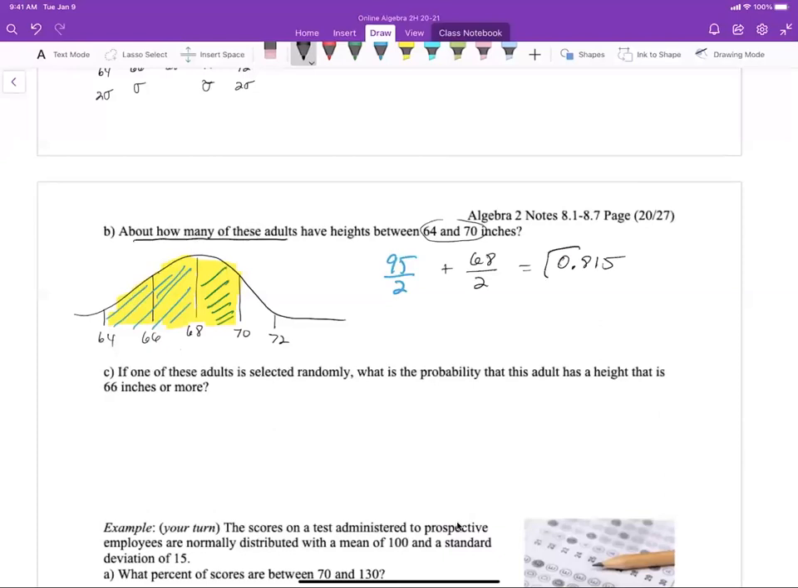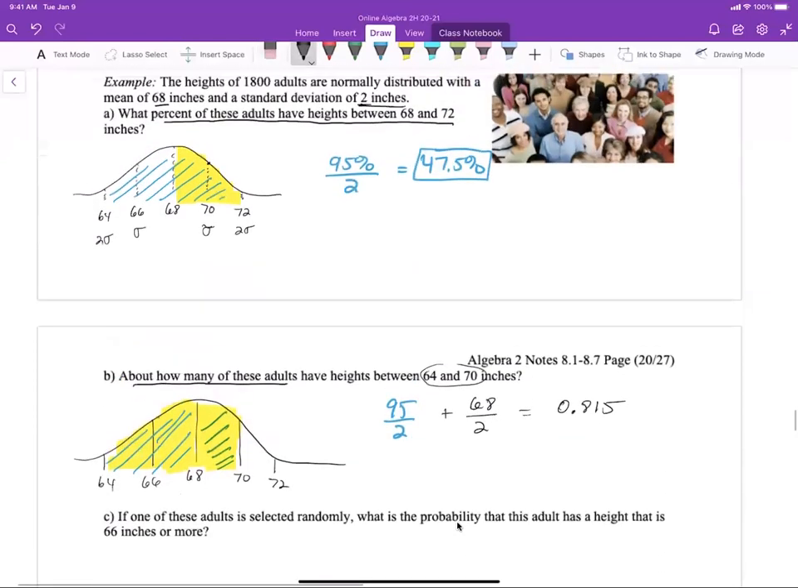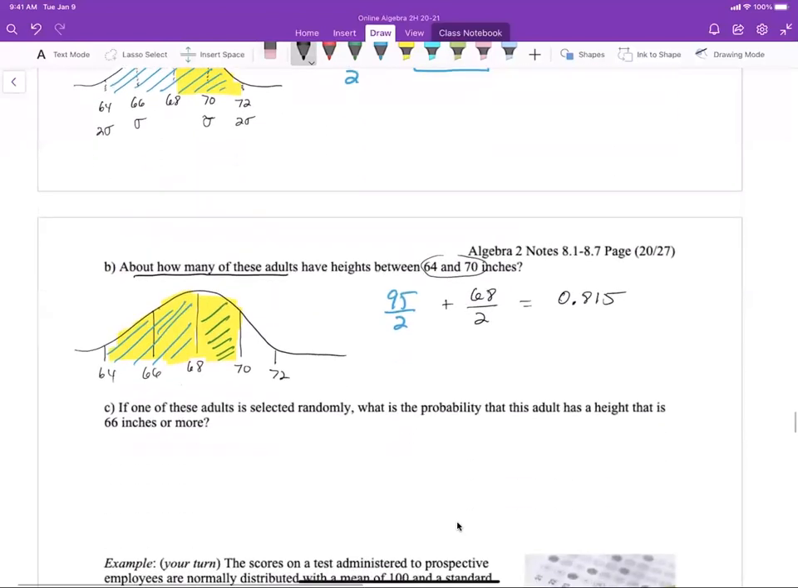And they want to know how many adults. Well, this tells me the proportion of people. Okay, so that doesn't tell me how many adults. They actually had 1,800. So I have to take 1,800 and multiply it times that proportion that we just found, and that will give me 1,467 adults.